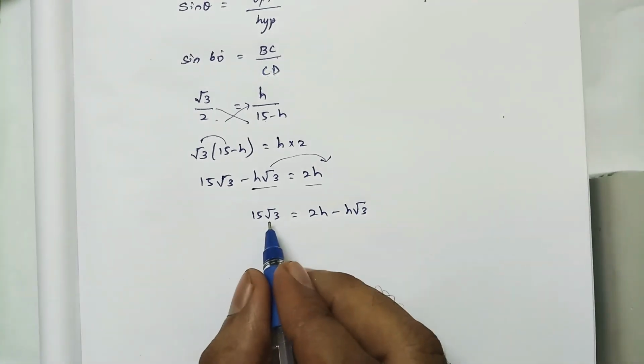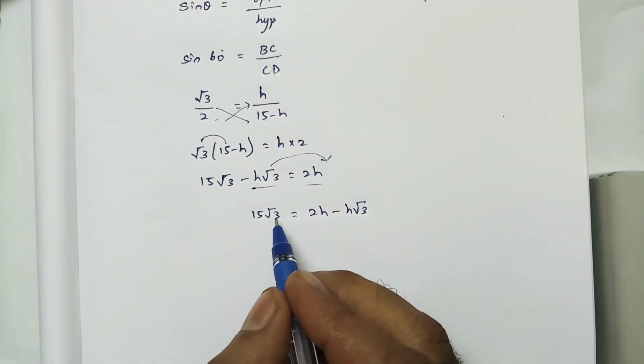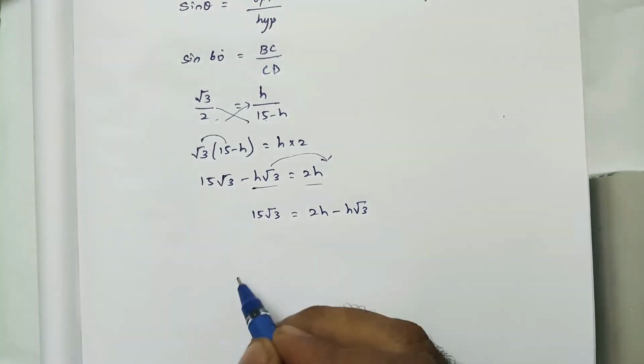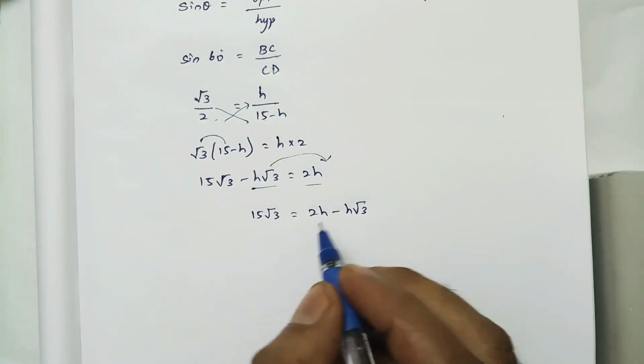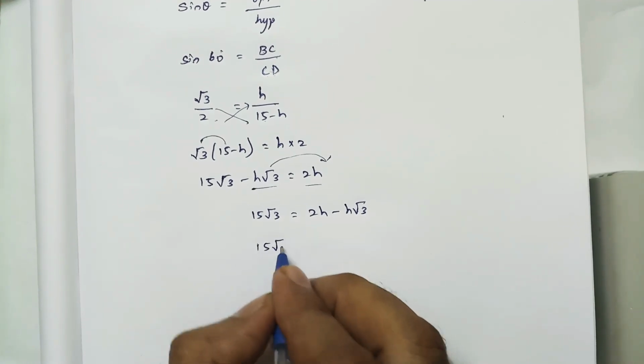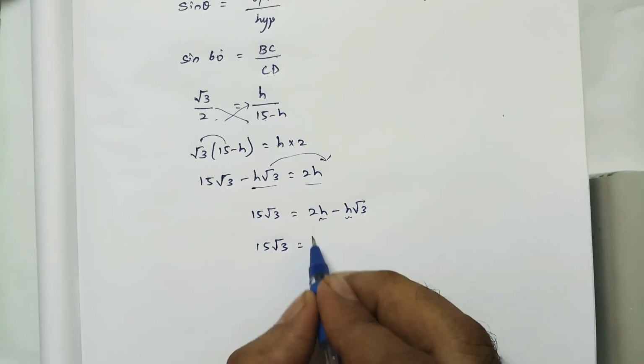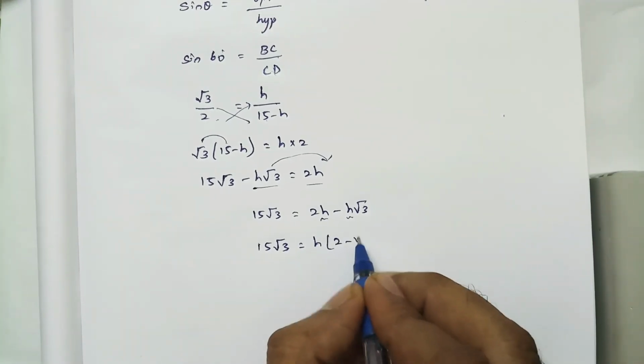In the question itself, they have given the value of root 3. We can substitute the value of root 3 at the last, right? So now we can solve as it is. So 15 root 3 is equal to, what is the common term? H taking commonly outside, H into 2 minus root 3.